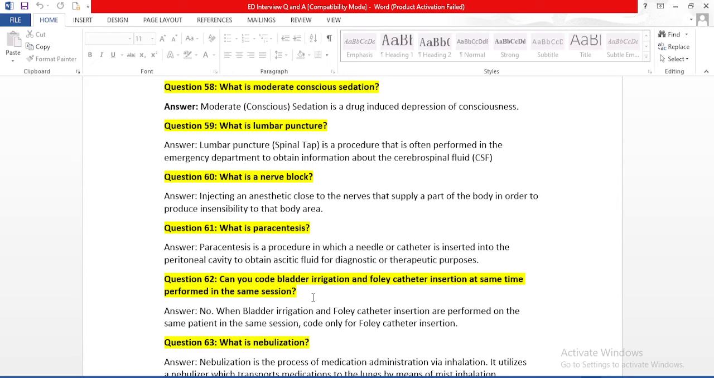So next question, what is a nerve block? Injecting an anesthetic close to the nerves that supply a part of the body in order to produce insensibility to that body area. So nerve blocks are generally used for treatment purposes, and a few surgeries also use nerve blocks in order to reduce or prevent pain.